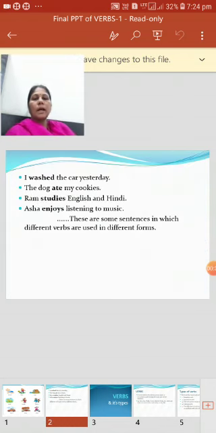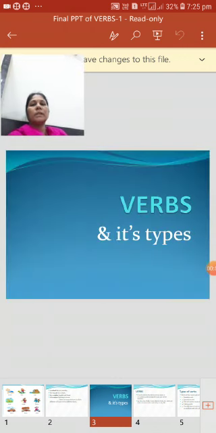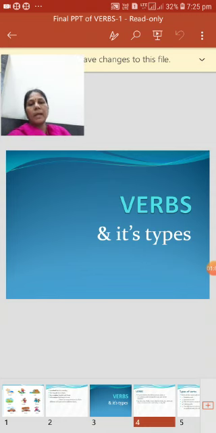I washed the car yesterday. The dog ate my cookies. Ram studies English and Hindi. Asha enjoys listening to music. See the bold words: washed, ate, studies, enjoys. What do these words indicate? These words too indicate the action. So the words which indicate the action are called verbs. Today we are going to see verbs and their types.